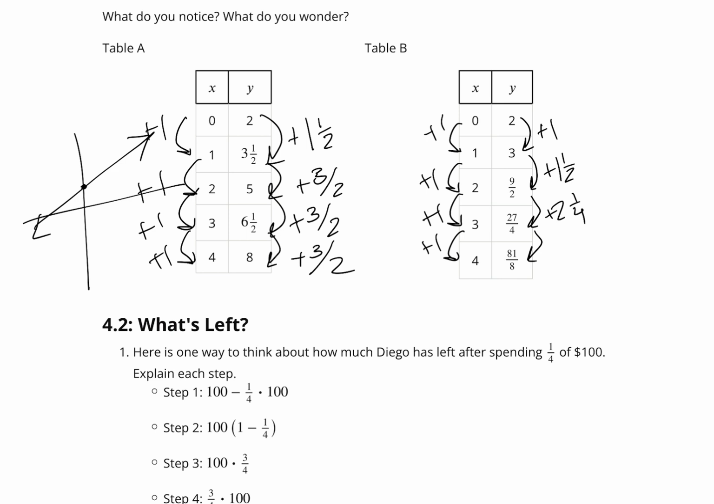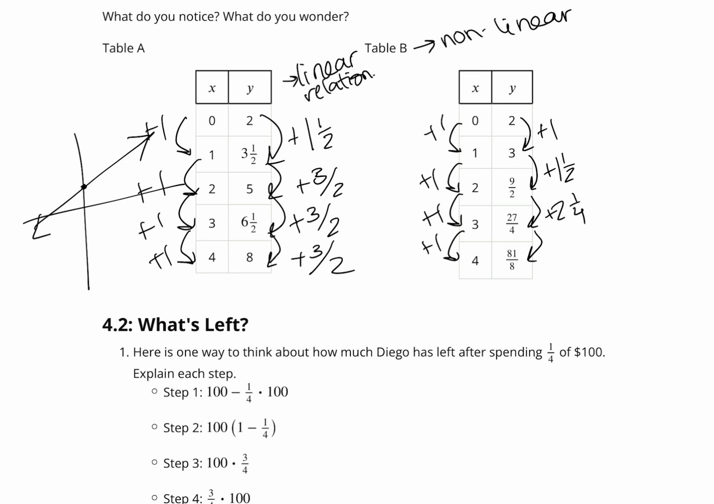We don't have a constant rate of increase here. We don't have a constant rate of change. It's increasing as it increases. So this is not going to be linear. Let me write down that as a notice. This is a linear relationship in table A, and table B is nonlinear.